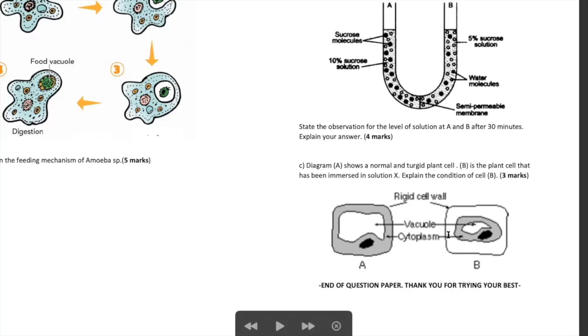The cytoplasm will be separated from the plasma membrane. Dia akan berpisah. Lepas tu last kali awak cakap this is plasmolysis. Okay guys, so I think that's all for our discussion.